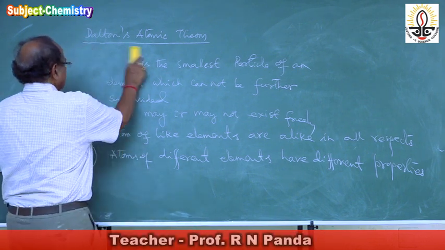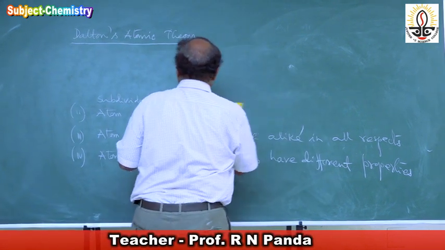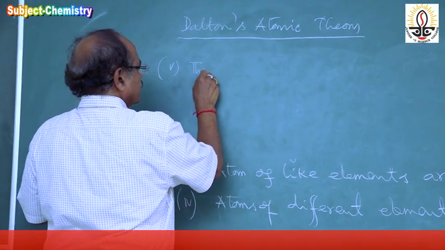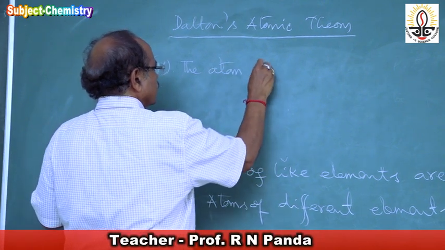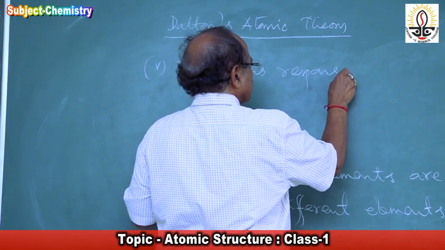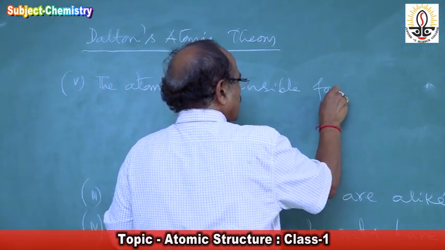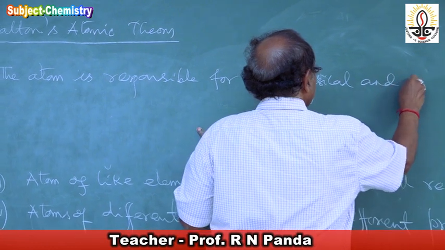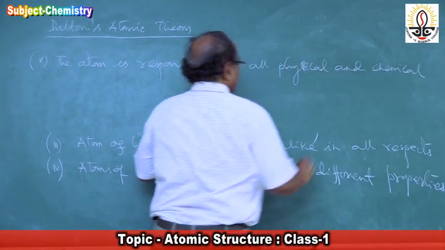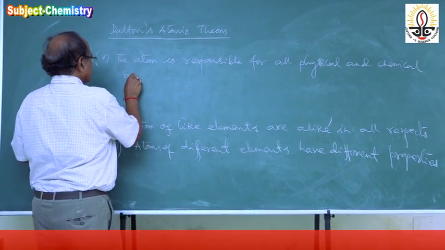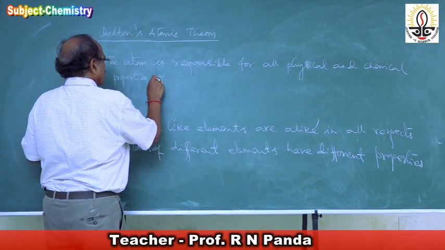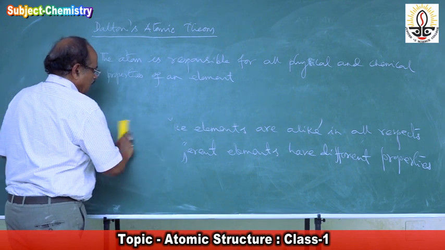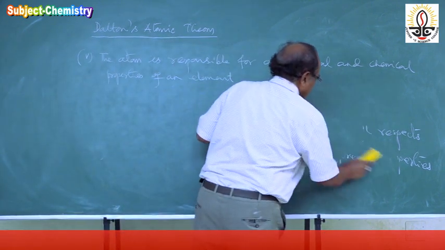So then he says, the atom is responsible for all physical and chemical properties of an element. Whatever property an element exhibits, it begins from the atom. So this is the way he proposed this.